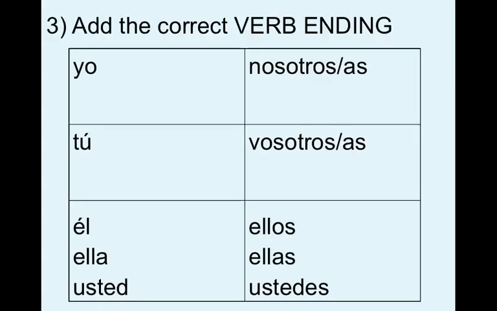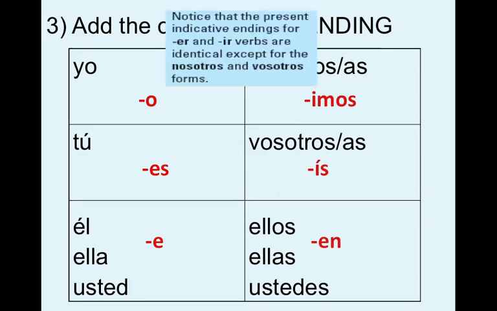So what are the endings for these IR verbs? Take a look. O, es, e, imos, is, en. And what do you notice? That's right, three of them are exactly the same as the ER verbs. I always say the IR verbs are jealous of the ER verbs, except for nosotros and vosotros. And you're going to see the I comes into play there, imos and is. Don't forget the accent on is. So they're very similar, identical, except for nosotros and vosotros.